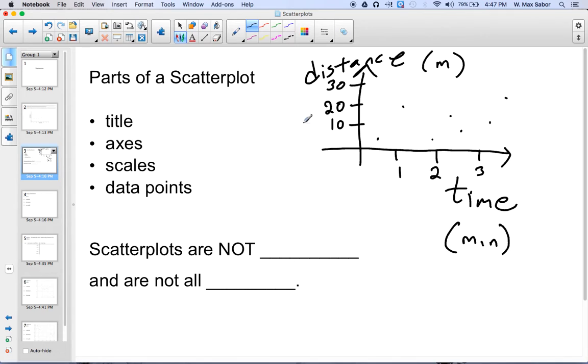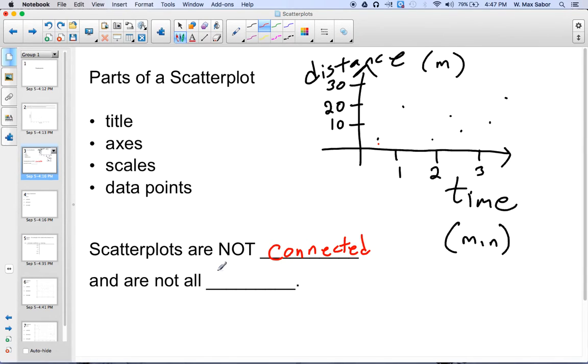Now, one thing that people get wrong, or two things that people get wrong, is that scatterplots are not always connected. So if you see a line like this, you should not be doing this. This is not a scatter plot anymore. Now that's called a line graph. So you shouldn't be connecting your points on a scatter plot.